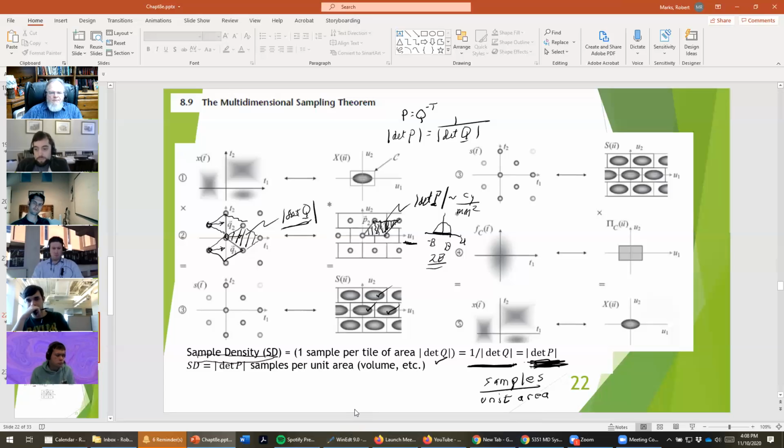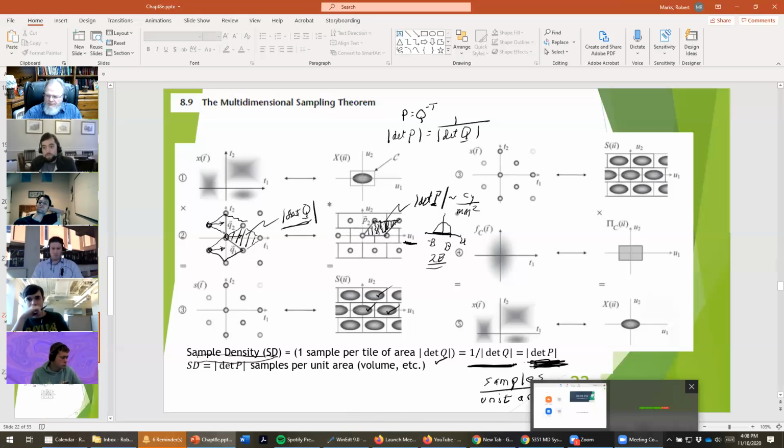Okay, any questions on this? Hopefully this is a nice generalization of your understanding of what happens in the one-dimensional case to the higher dimensional space.